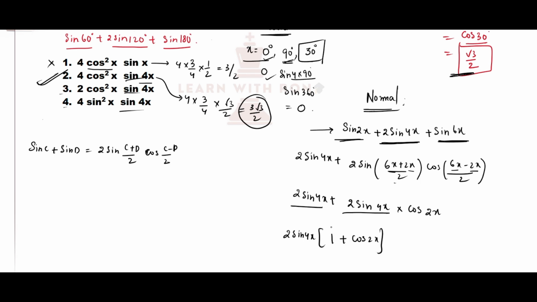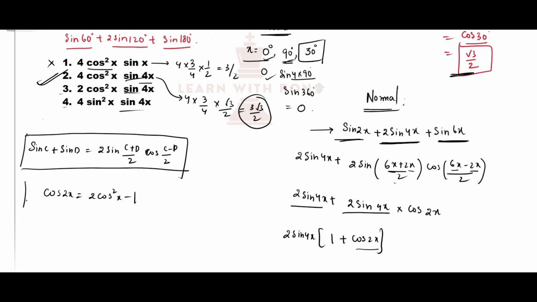But all the options are in the form of cos square x. We got cos 2x. We know one formula for cos 2x in the form of cos square x, which is 2 cos square x minus 1. In trigonometry, formulas play a crucial role. You should remember every formula to solve the problems. From this formula we can get cos square x as (1 plus cos 2x) by 2, right?